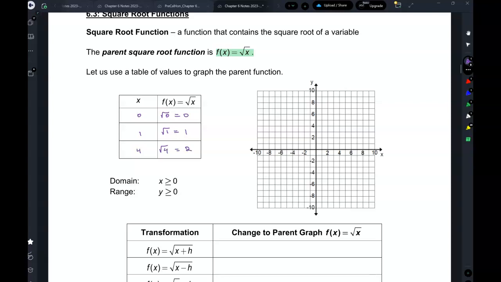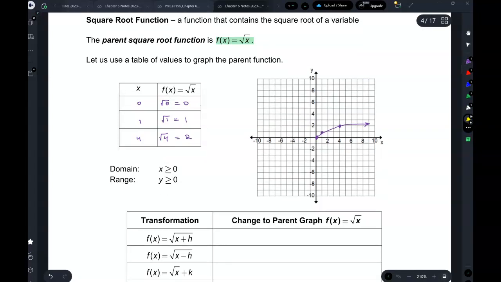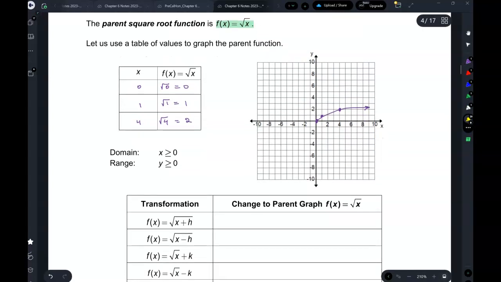So let's go ahead and graph these: 0, 0; 1, 1; 4, 2. And that's how that graph looks. All right, easy, right? So let's talk about domain for a minute. Domain is all of the x values for which there is a graph. And so we see it starts at x equals 0 and goes up. So the domain is x is greater than or equal to 0.